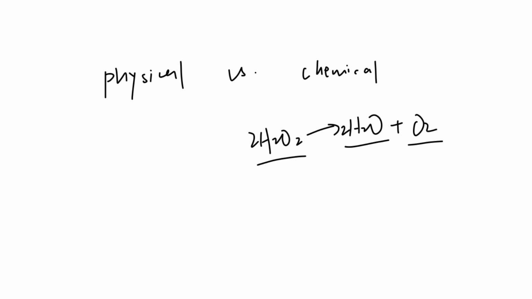Let's use H2O again as an example for a physical process. We have H2O in solid form turning to H2O in the liquid form. This would be considered as a physical process because the composition of the substances didn't change. H2O is still H2O. The only thing that changed is the state of matter of H2O.